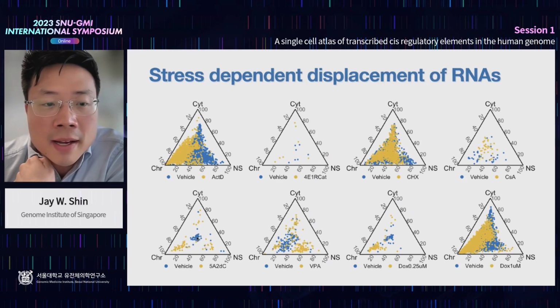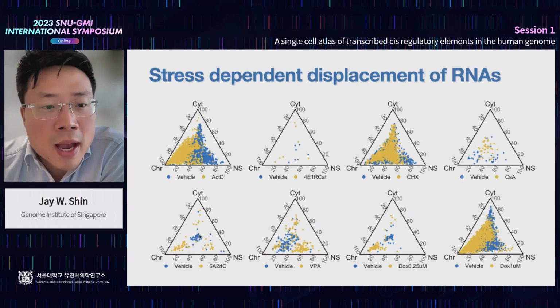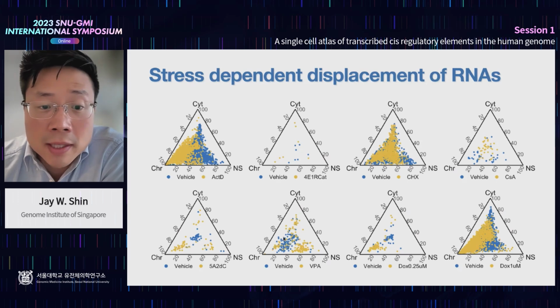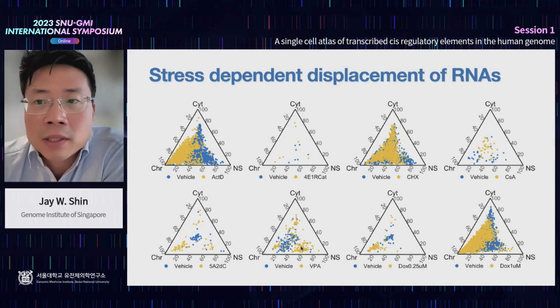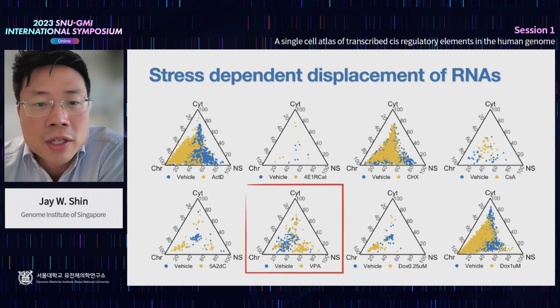We have 5-AZA-D, which inhibits DNA methylation. We have a vehicle in the middle, but some RNAs move to the chromatin, some RNAs move to the soluble fraction, and some RNAs move to the cytoplasm. BPA, which is an HDAC inhibitor, can also move RNAs from chromatin bound more to the cytoplasm or to the nuclear soluble. So we have very interesting dynamic patterns observed of RNA localization within the cell across different perturbations.